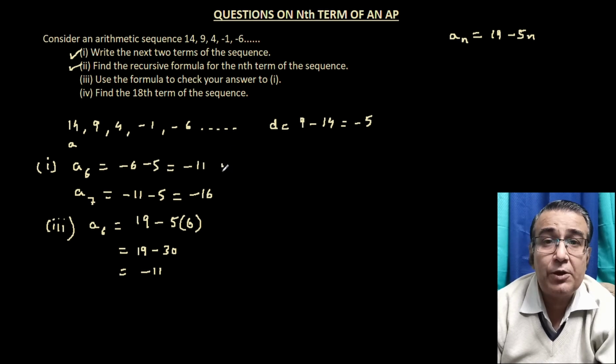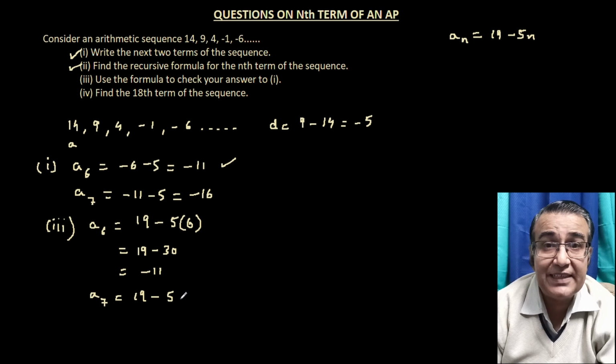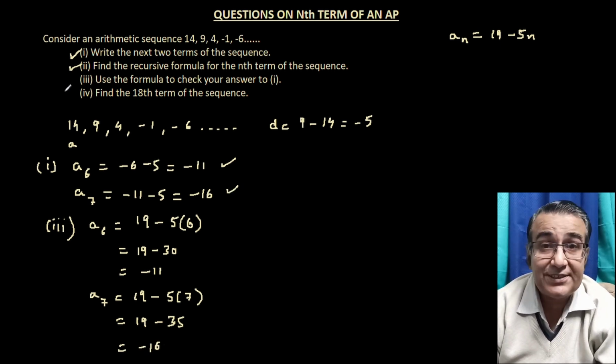So yes, that's what we got earlier also, which means the sixth term is correct, and the seventh term would be 19 minus 5 times 7, because in this case n is equal to 7. So that becomes 19 minus 35, which is -16, and that's what we had got earlier also. So that's the third part.